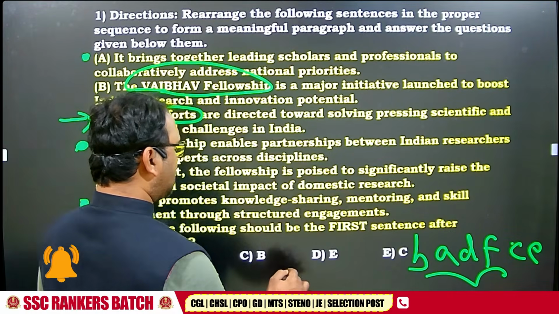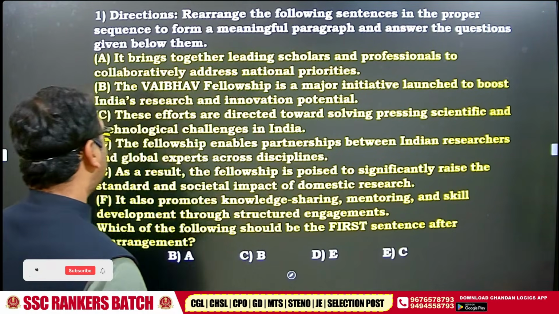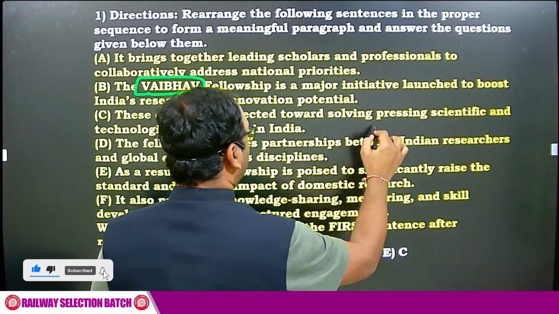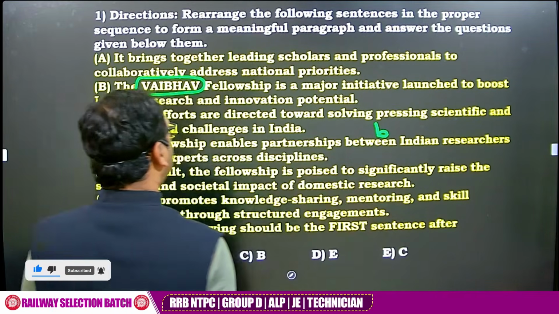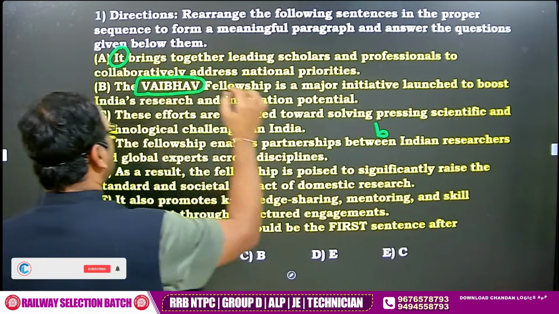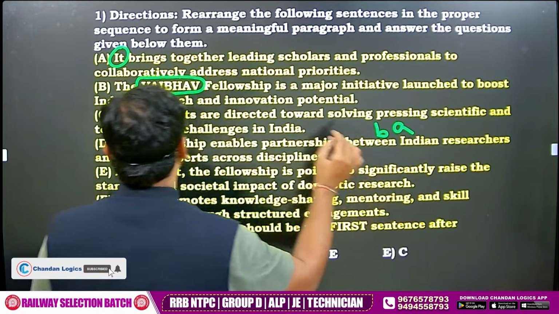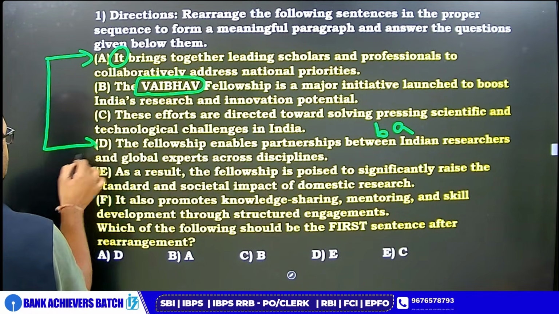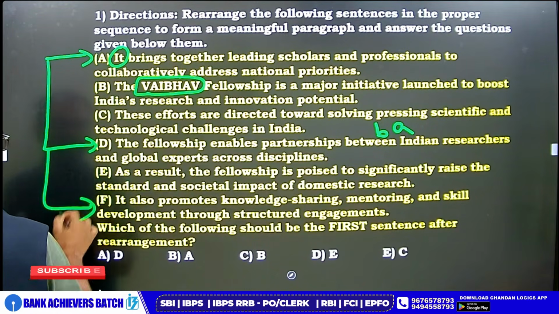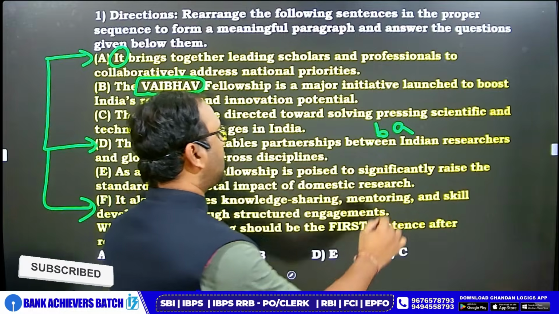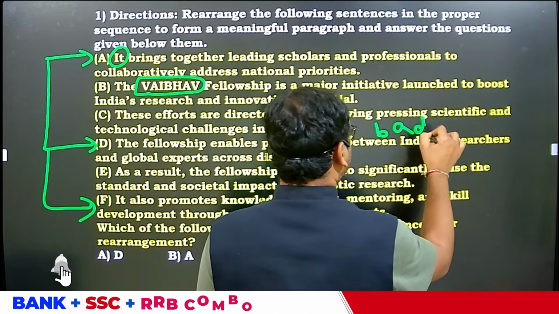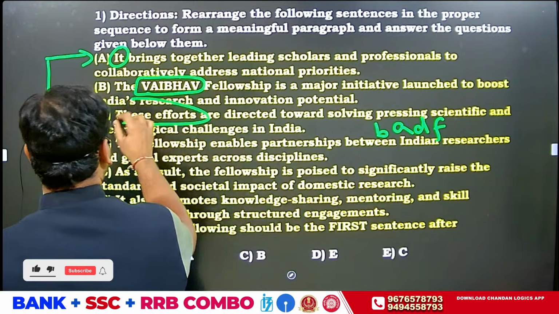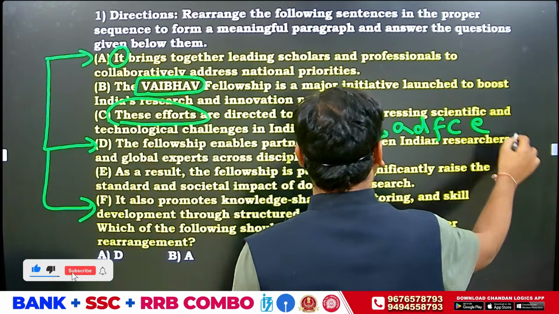See how simple the sentence is. So naturally, this is the opening sentence. So B started here. Naturally, noun follows pronoun. So then comes A. And if you observe sentence A, then observe D, then observe F, these sentences talk about efforts. And here it says these efforts and then, as a result.